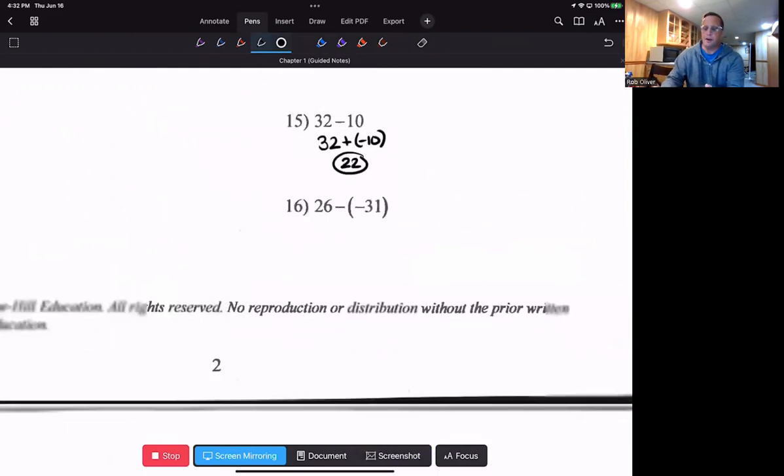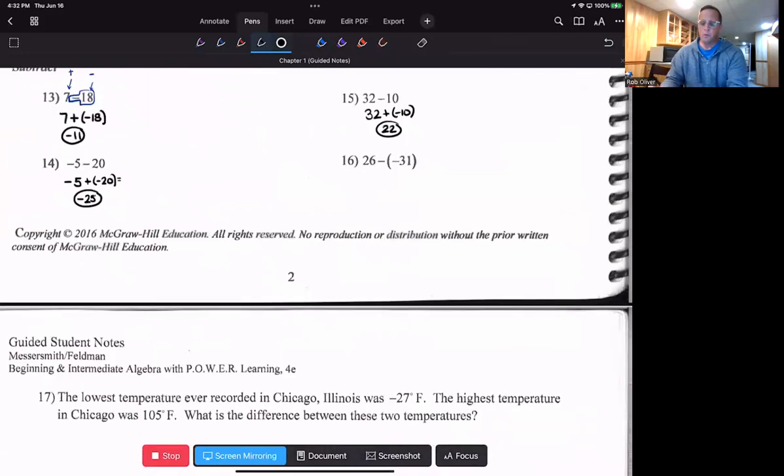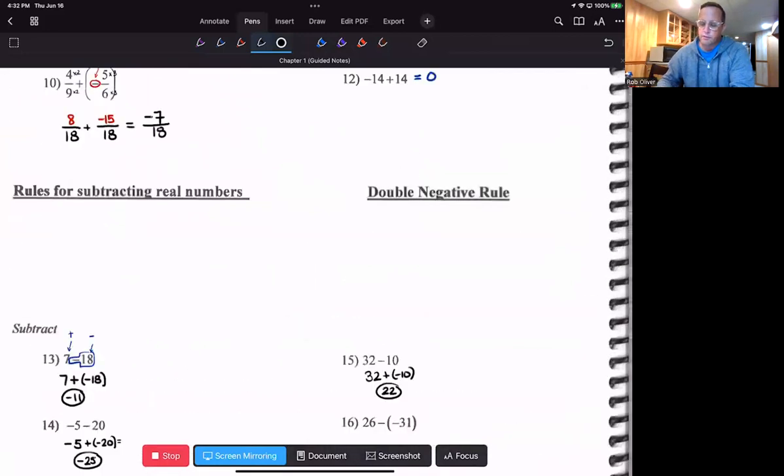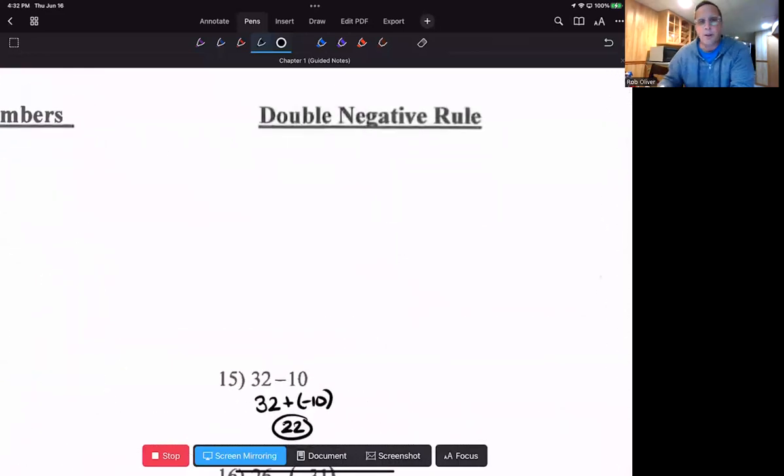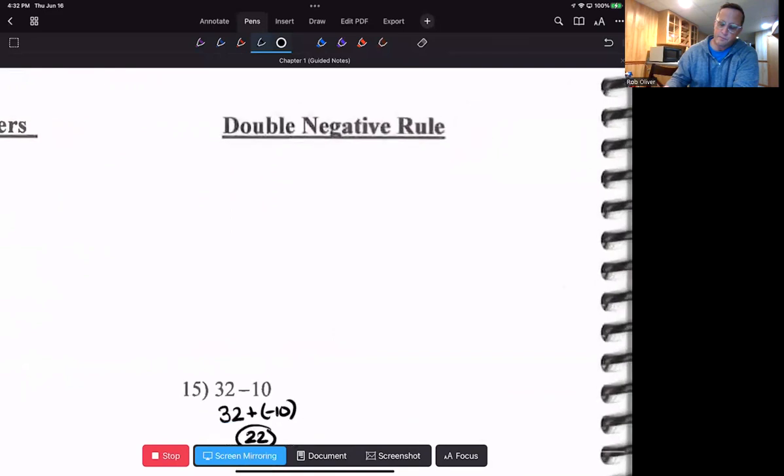And then right here is something I have not talked about yet, which is when you have a double negative. All right, now the double negative rule is that when negatives are right next to each other, they make a positive.